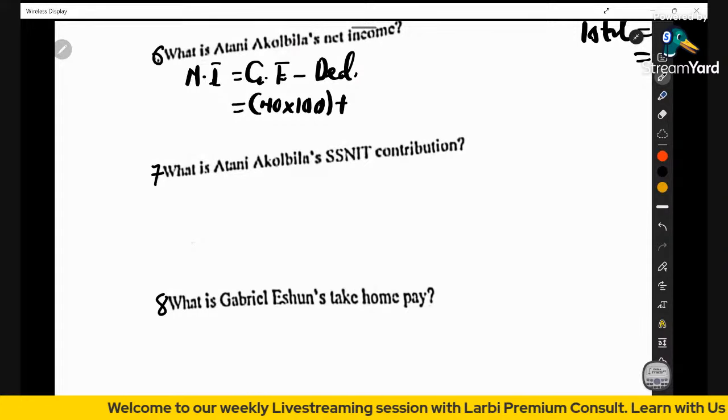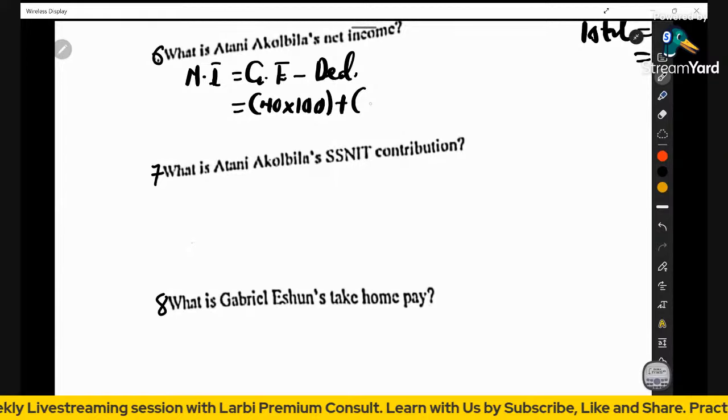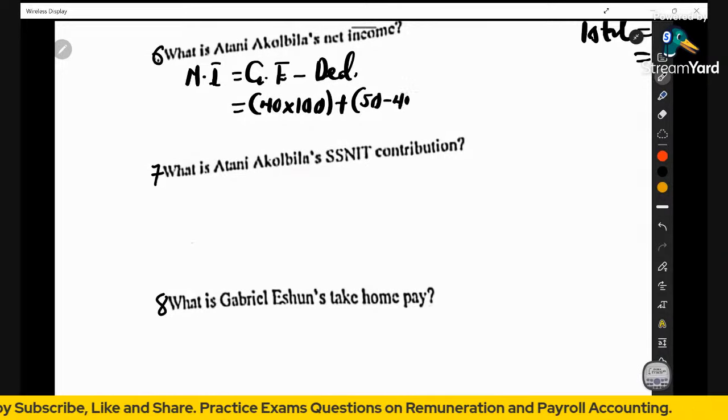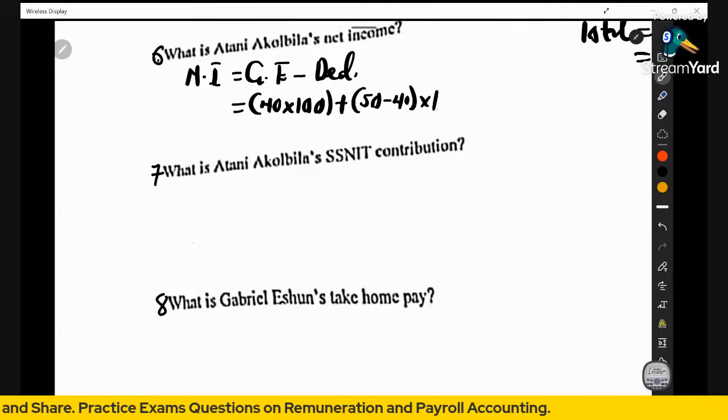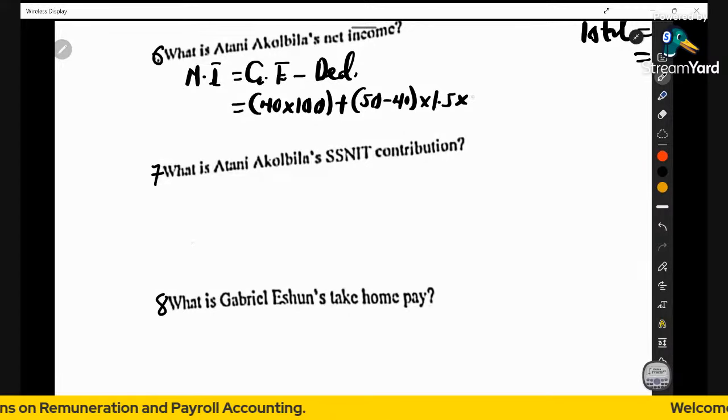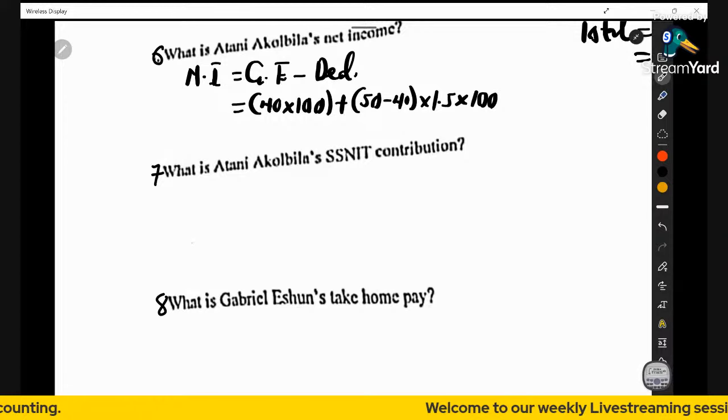Plus, we come back to her overtime. Her overtime is going to be the difference between the number of hours worked compared to the standard hours set by the organization. That's going to be 50 compared to 40, multiplied by 1.5 being the motivating factor, and then multiplied by the hourly rate of 100 Ghana cedis. So here we are computing her gross earning.